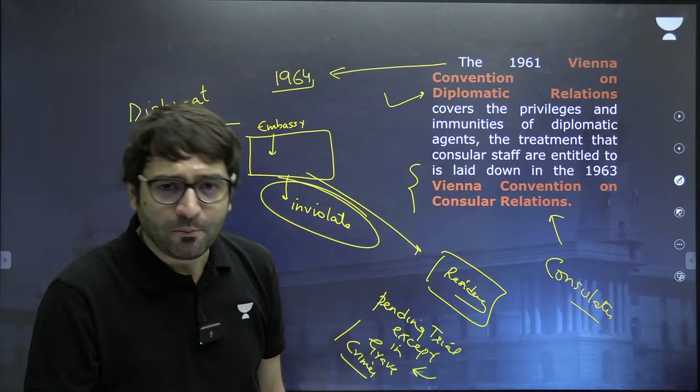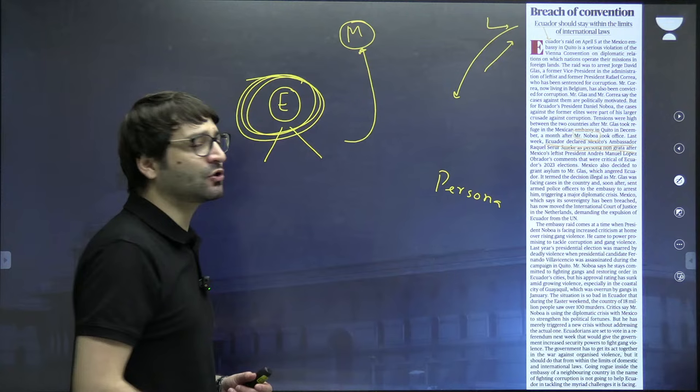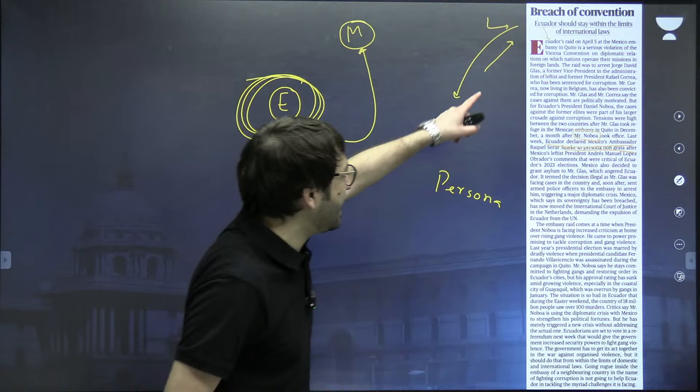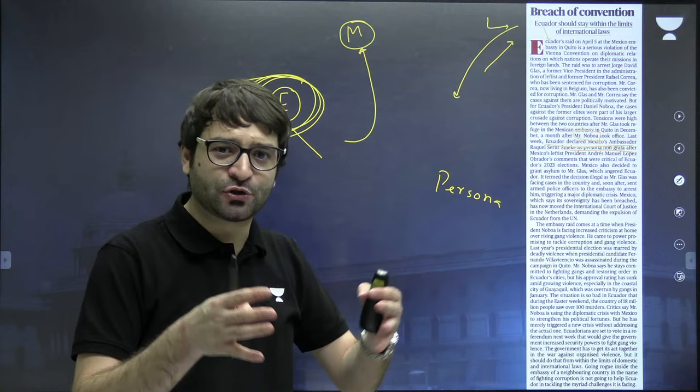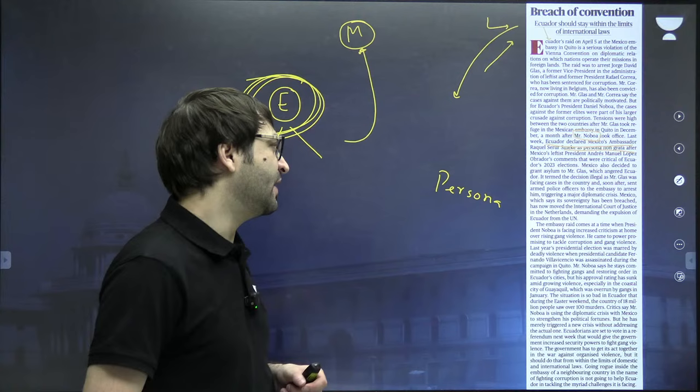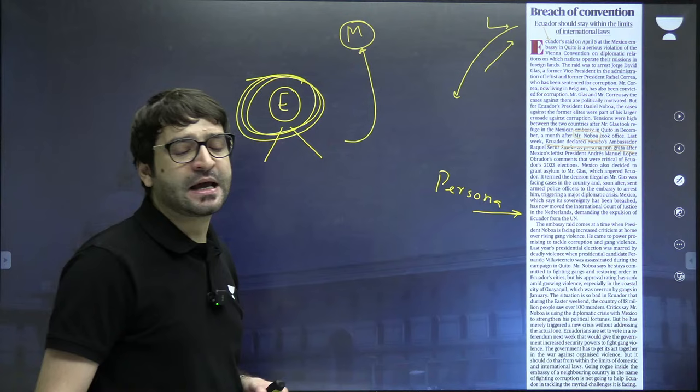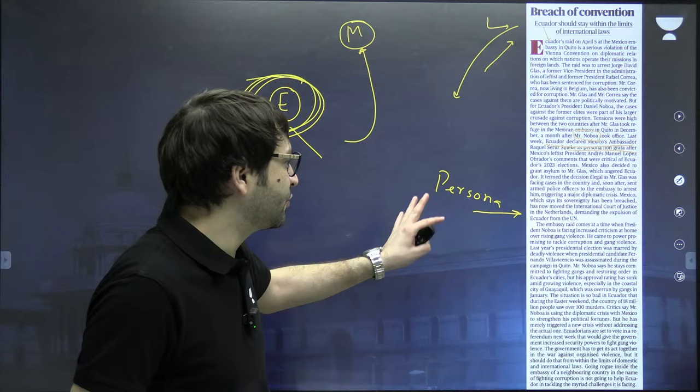But be that as it may, what this editorial talks about is that Ecuador should stay within the limits of international laws and not violate the Vienna Convention on Diplomatic Relations. And what Mexico has done, it has dragged Ecuador to the International Court of Justice in The Hague, Netherlands. Because whenever there is a dispute between two countries, that dispute can be filed in the International Court of Justice. And what Mexico is demanding is that Ecuador should be expelled from the United Nations. That is what you need to understand from this editorial: breach of convention.